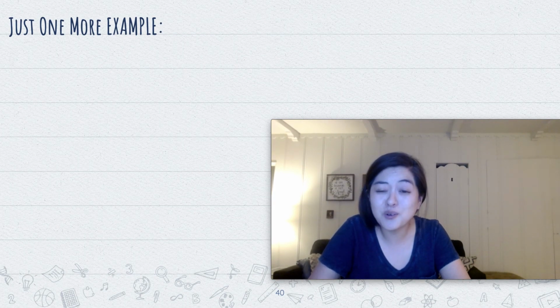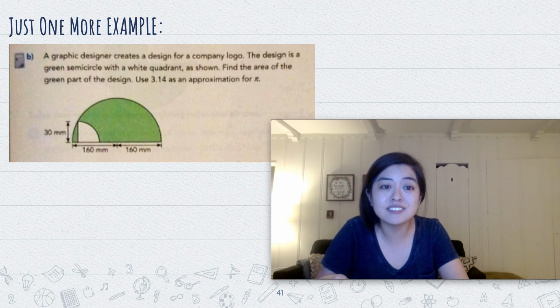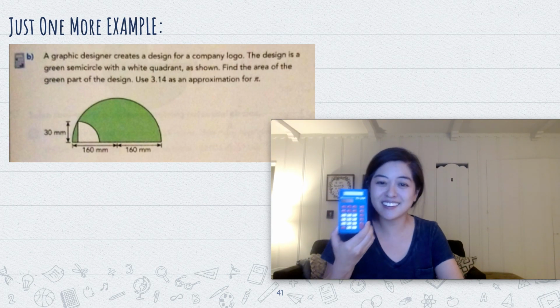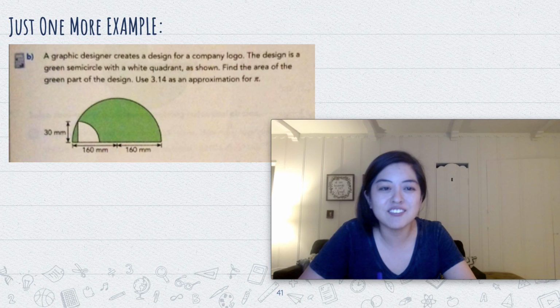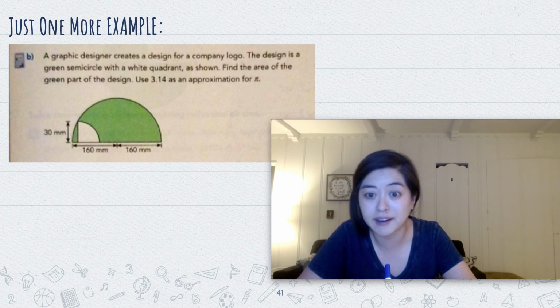Alright, just one more example. But we can use a calculator. Okay. A graphic designer creates a design for a company logo. The design is a green semicircle with a white quadrant as shown. Find the area of the green part of the design. Use 3.14 as an approximation for pi.